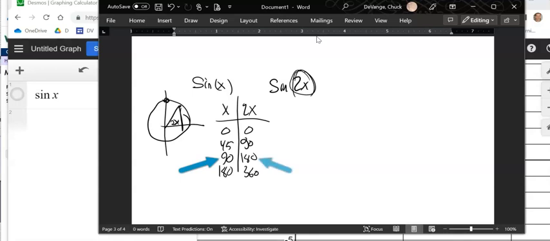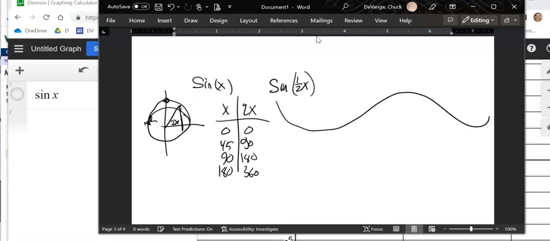Like when x is at 90, here you're going sine of 90. But 2x, you've already done 90. You did it a while ago. You're now going sine of 180. Like you're twice as far out. That's why it makes it happen faster. We could also think about that's why that makes it happen slower. Slower, faster.